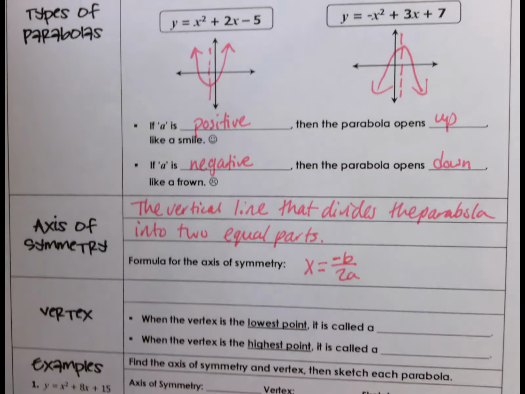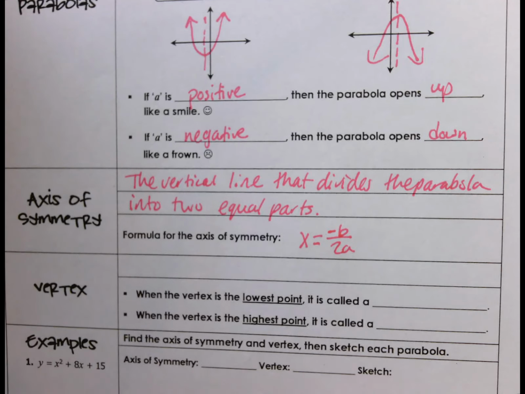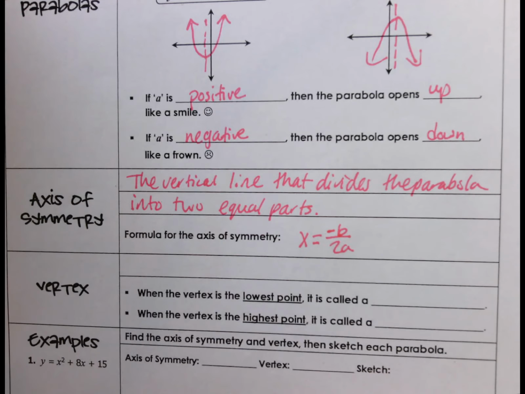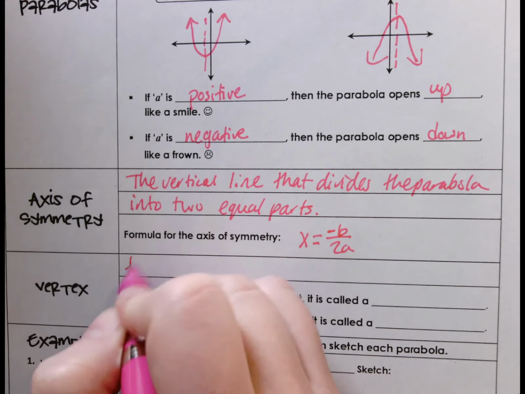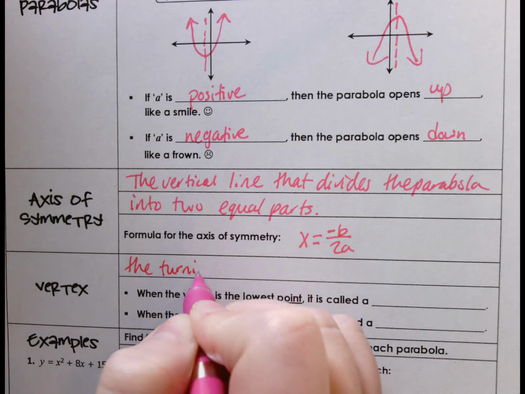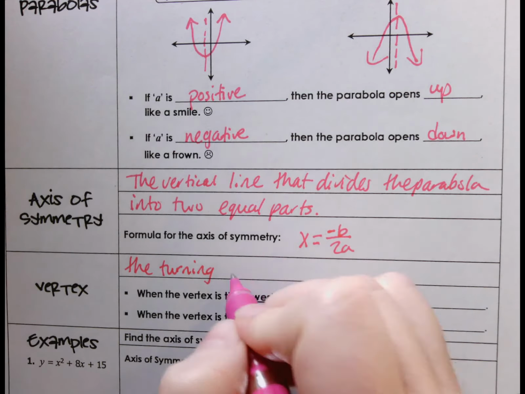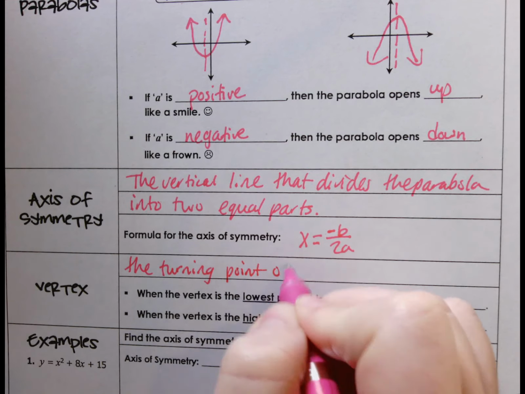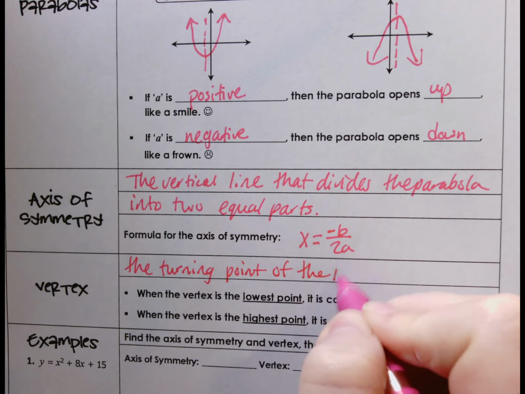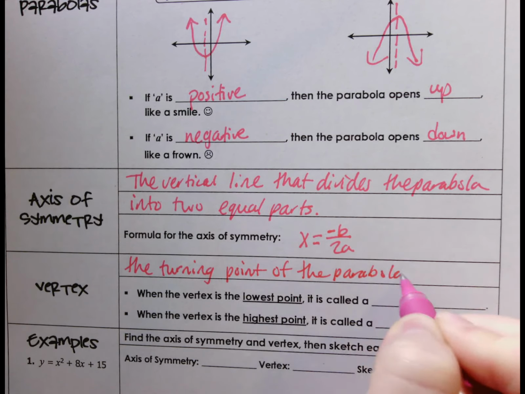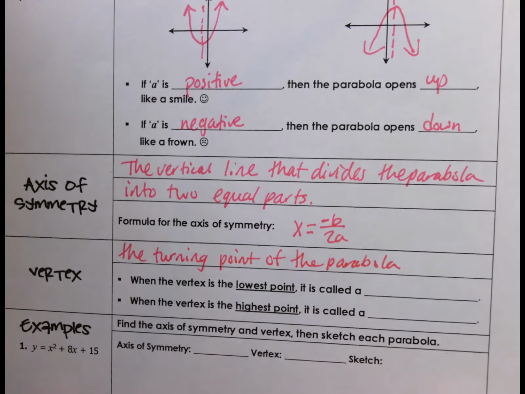The final definition that you need is vertex. Vertex is the turning point. And we've talked about turning points. We talked about that when we were discussing our vocabulary at the beginning of the year for these types of equations. So this is the turning point of the parabola. It's where it changes direction, okay?